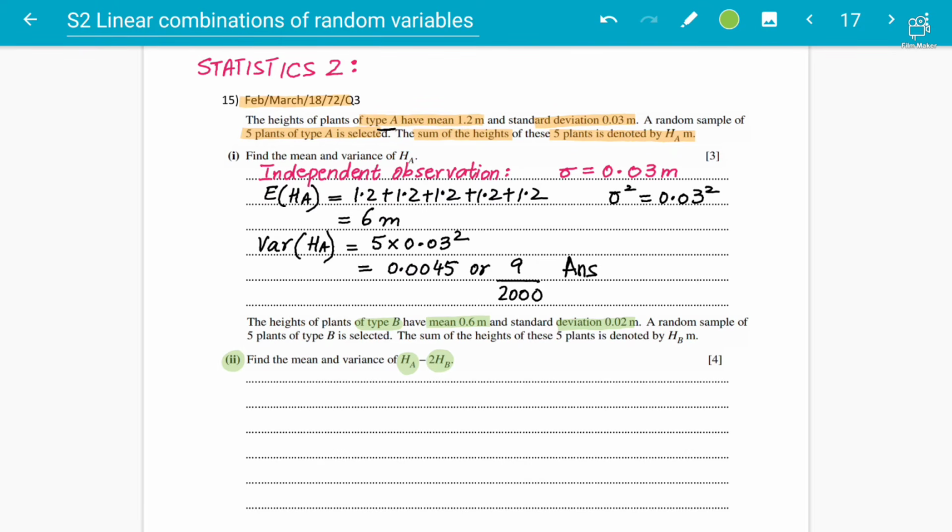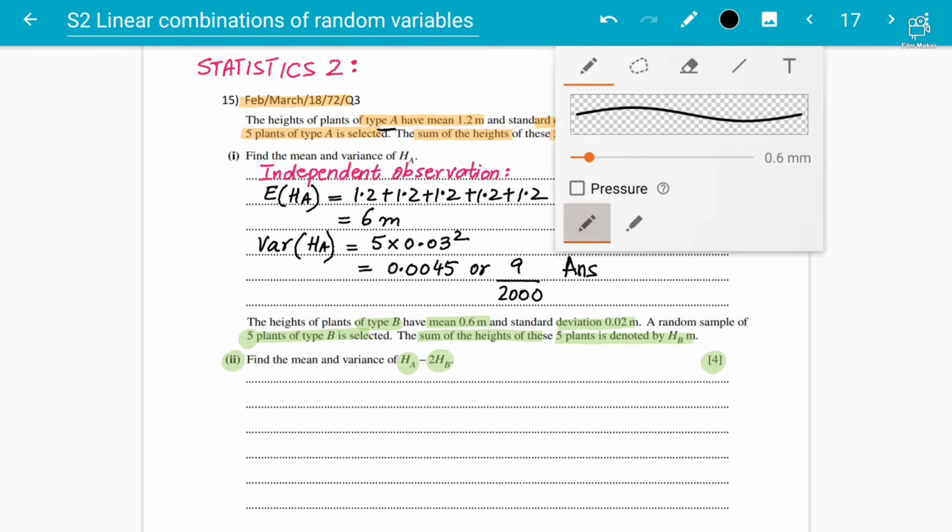And then it says a random sample, again 5 plants of type B, is also selected. The sum of the heights of these 5 plants is denoted by HB, and the question is for 4 marks, which means it requires a bit more working. Okay, so let's try to solve this as well, students.